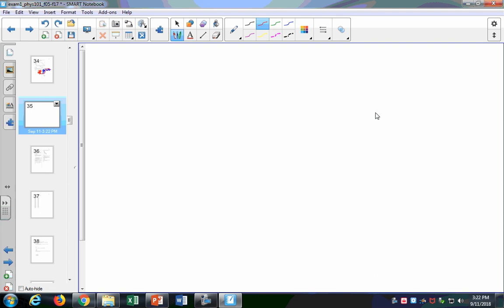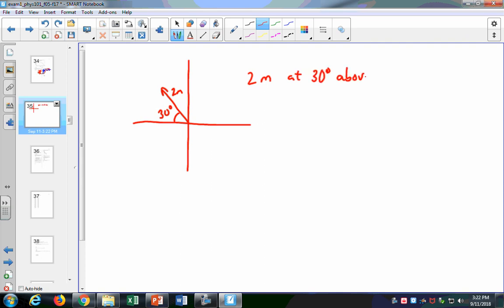So, how do I know if it's positive or negative? Let's say I give you a vector and I tell you that it's 30 degrees above the negative x-axis. Let's say this is 2 meters, and I would tell you in words that this is 2 meters at 30 degrees above the negative x-axis. Now, when I do the components, this would be 2 cosine 30, and this would be 2 sine 30. Notice that this component is going to be negative because it's pointing along the negative x-axis, but the other one's going to be positive.